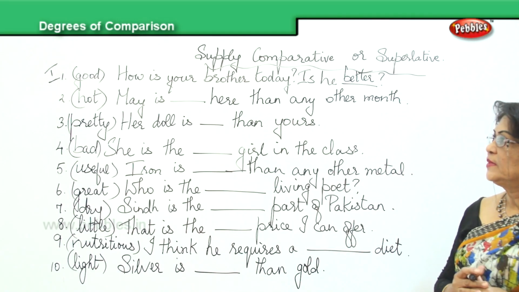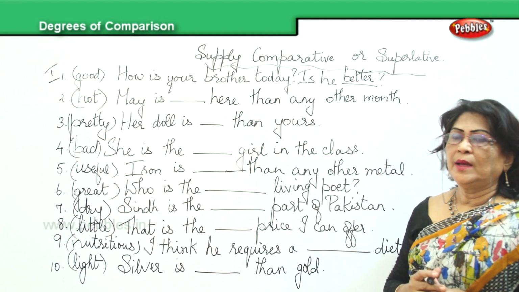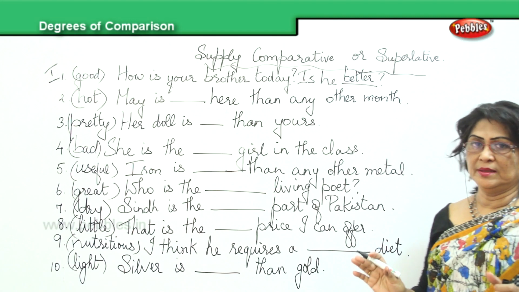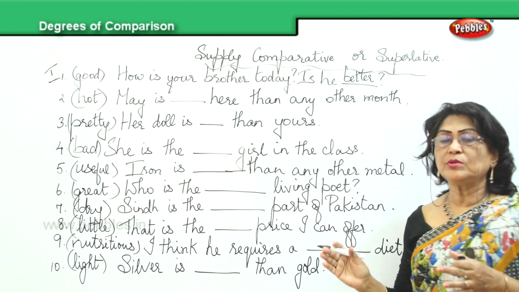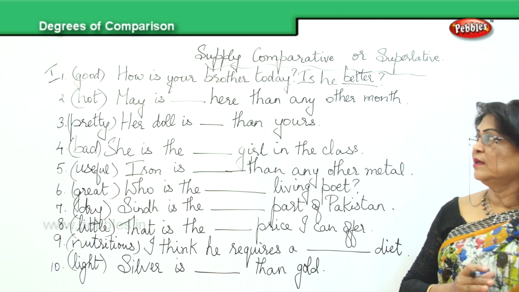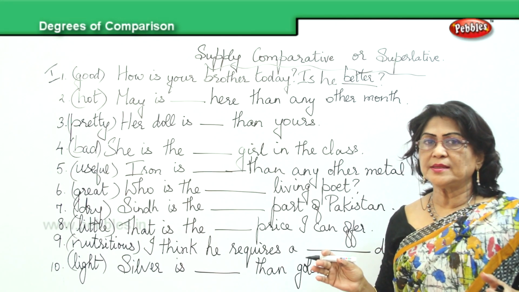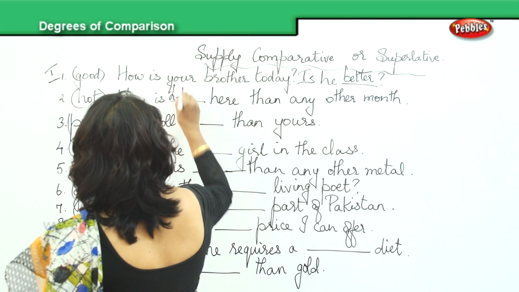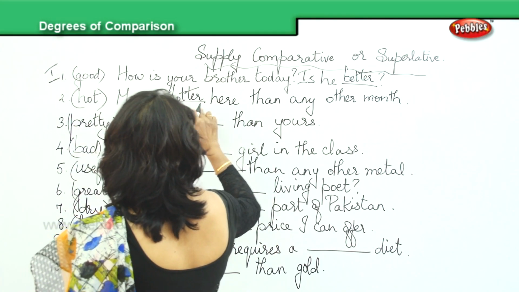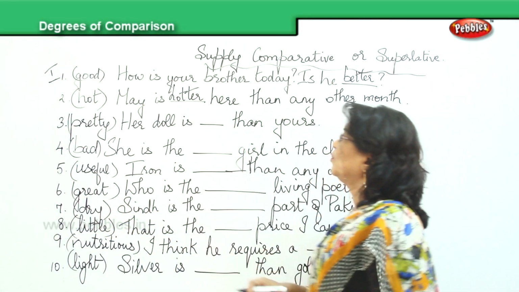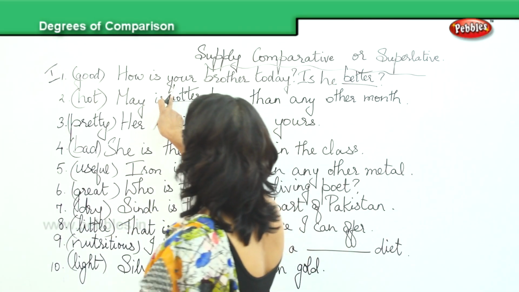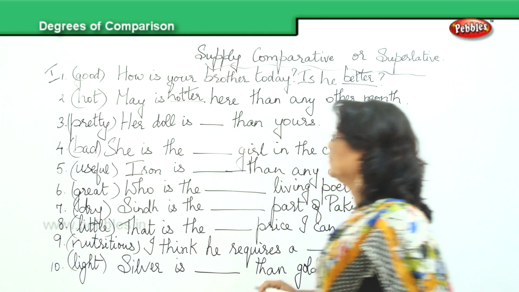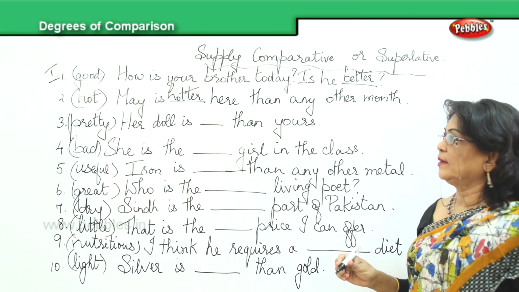Next one. Hot. May is dash here than any other month. When you compare two things, that is any other month, May is hotter. Good. So you're using the comparative degree for both. Hotter. I'll write this H properly. Hotter. Okay. Next one.